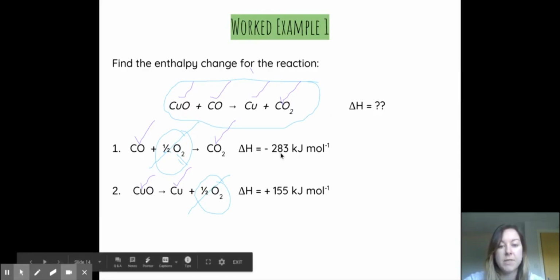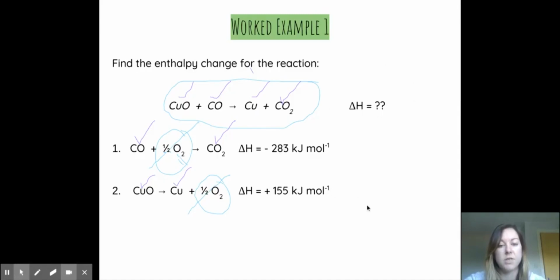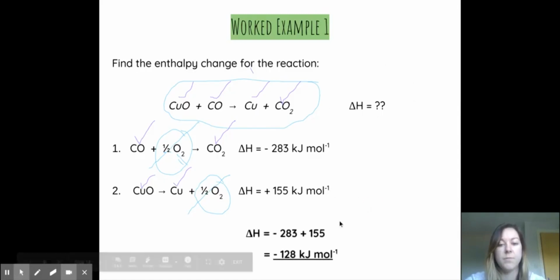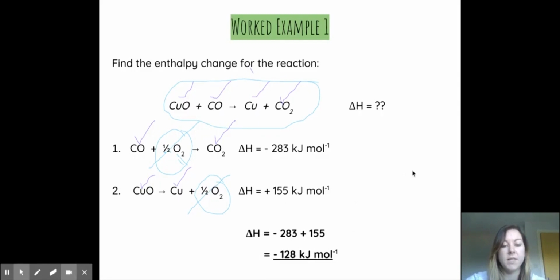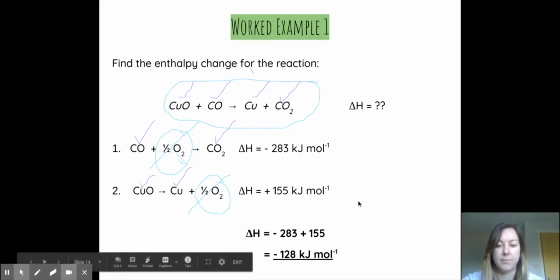So the last thing to do in this equation then, because we're asked to calculate the change in enthalpy, is simply to add the enthalpy values together for both of these equations. So when we do that, we have negative 283 plus 155, and that gives us a total value of negative 128 kilojoules per mole. And that is the question done.